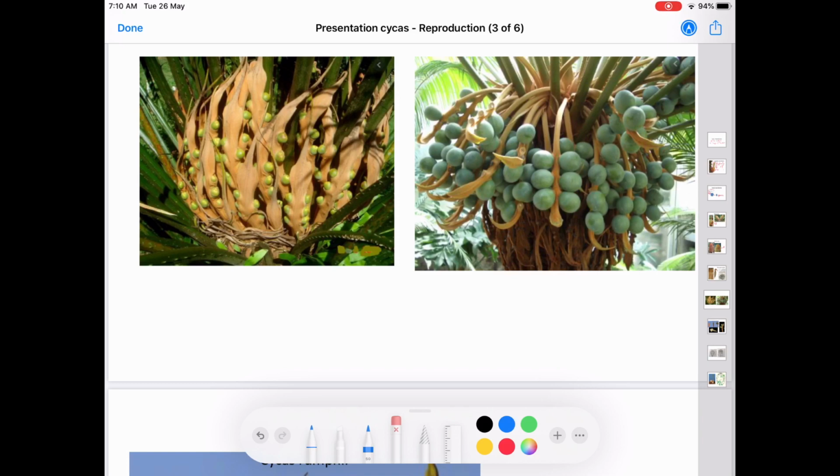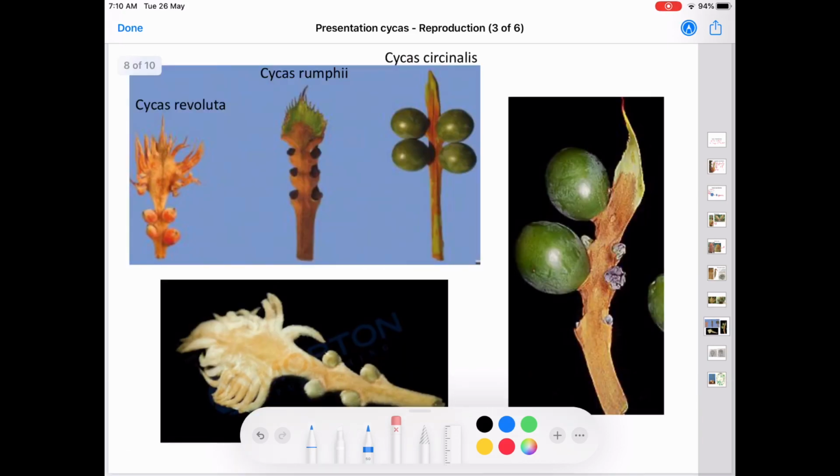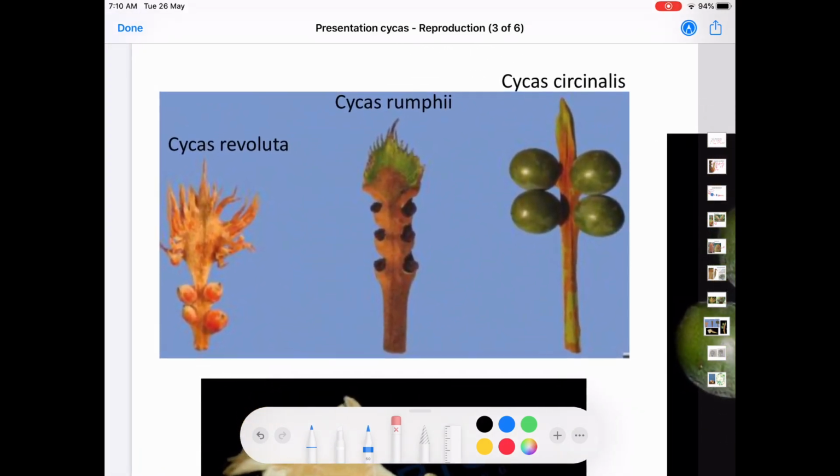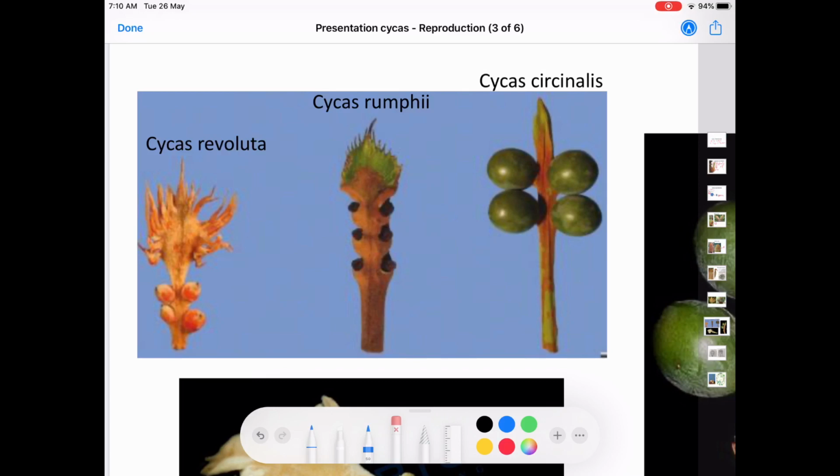Now coming on to the structure of megasporophyll. Here you can see different megasporophylls produced by the different Cycas species. The megasporophyll produced by Cycas revoluta, megasporophyll produced by Cycas rumphii, another megasporophyll produced by Cycas circinalis. Here you can see a small difference in the structure. Only in the morphological structure you can see some differences.